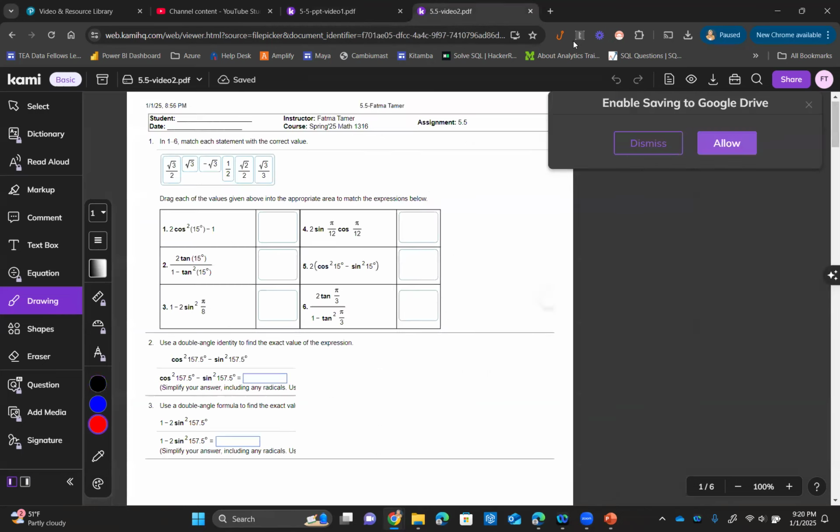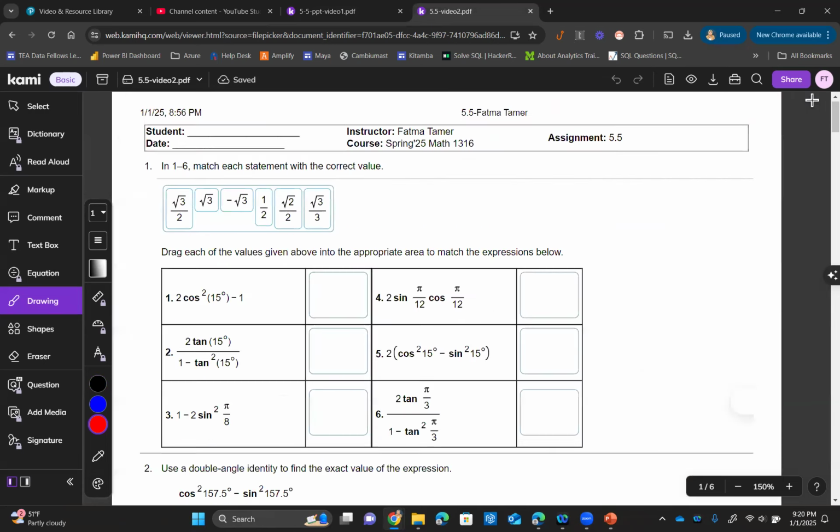Now, when we look at the homework problems and see what kind of questions we have on the 5.5 homework, we have a matching problem. So with number 1, I have 6 questions for you to try. So recognize that this is 2 cosine squared 15 minus 1. So if we remember the formula, cosine of 2A can be calculated using 2 cosine squared A minus 1. So in this first question, we have the 2 cosine squared 15 minus 1. So that makes angle A to be 15.